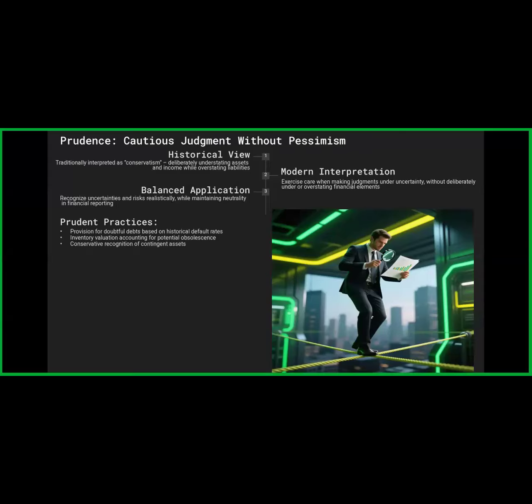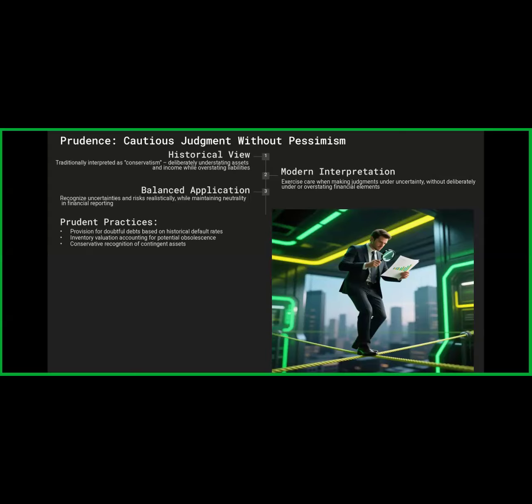In prudence practices, we make a provision for doubtful debts based upon the historical defaulters. So the company should make provisions for the doubtful debts based upon their historical data. If they do that, they can reduce or minimize the doubtful debts, and in the coming days they can fully eradicate the doubtful debts. So these are some prudence practices.